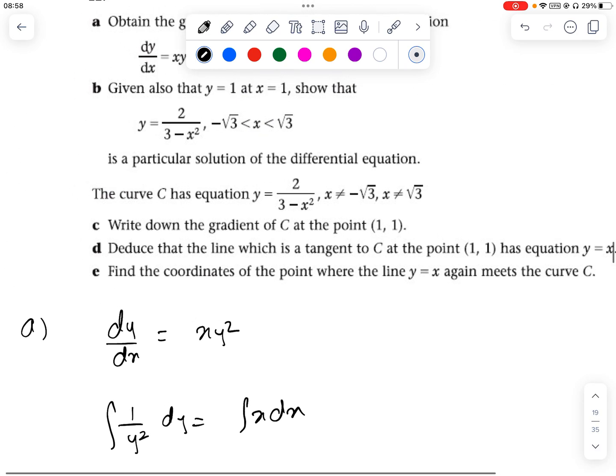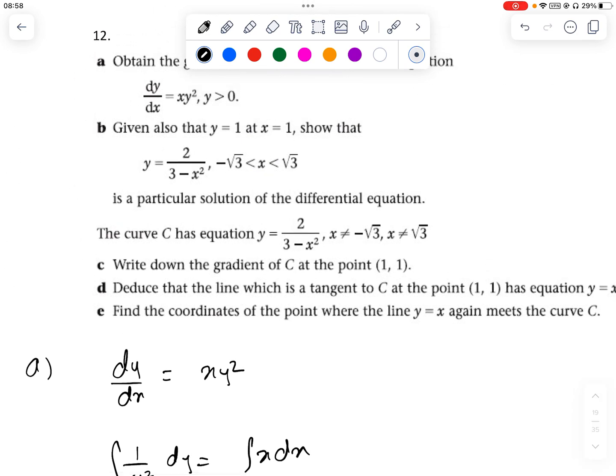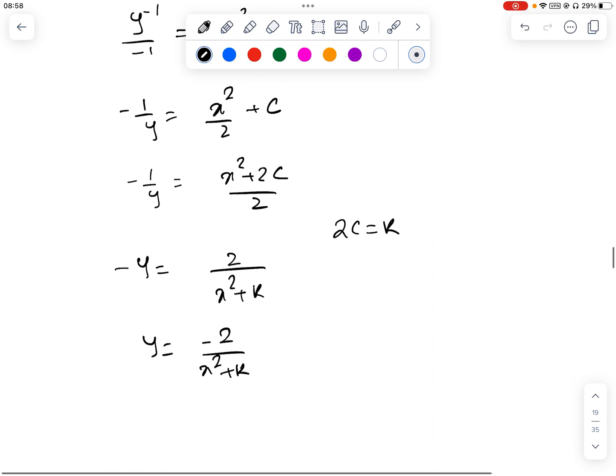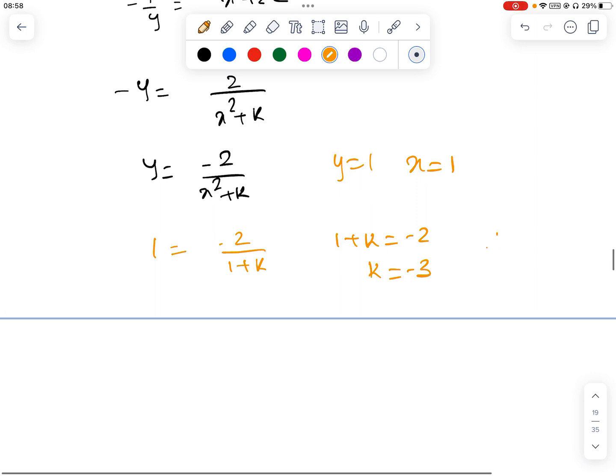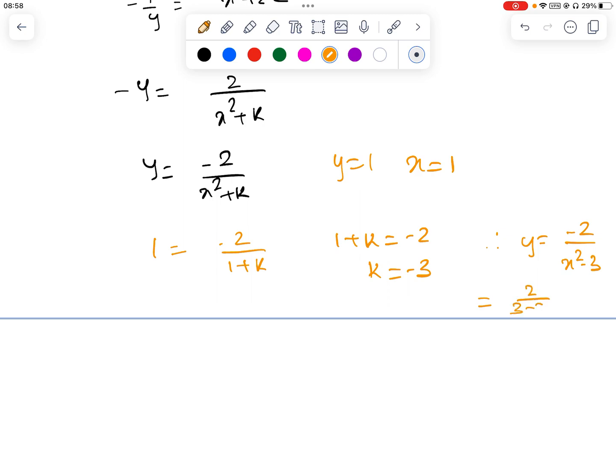But what else has been given? Y equals 1, x equals 1. So the values he has given are y equals 1, x equals 1. 1 equals negative 2 upon 1 plus k. So 1 plus k equals negative 2, k equals negative 3. So I get y equals negative 2 upon x square minus 3, or 2 upon 3 minus x square.